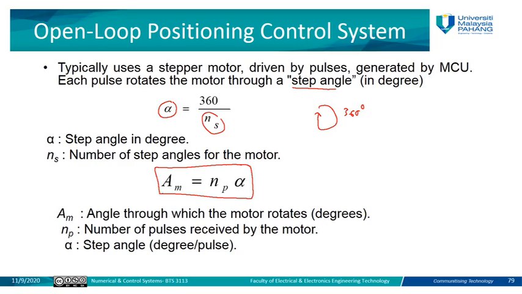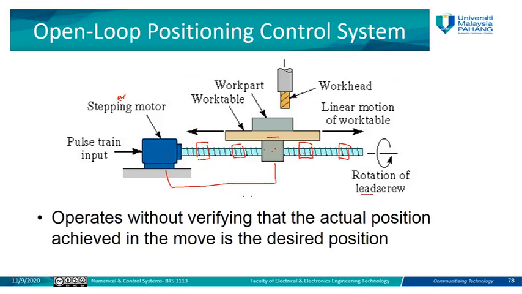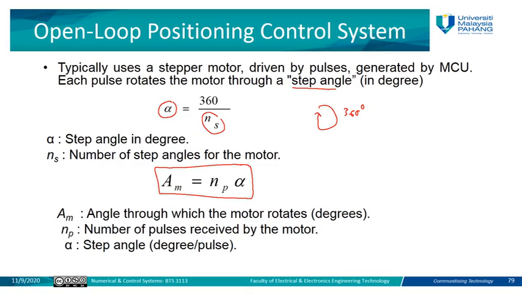Okay, so for example, here the other formula is Am = Mp times alpha. Alpha, we said, is the step angle. Am here is the angle through which the motor rotates, so it's in degrees. And Mp here is the number of pulses, since our stepper motor runs by using a train of pulses. So based on the number of pulses, we are going to calculate the value of Am. If we know the step angle and the number of pulses, we can find the actual angle of rotation for this motor.